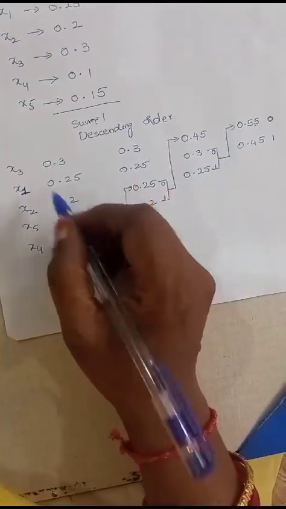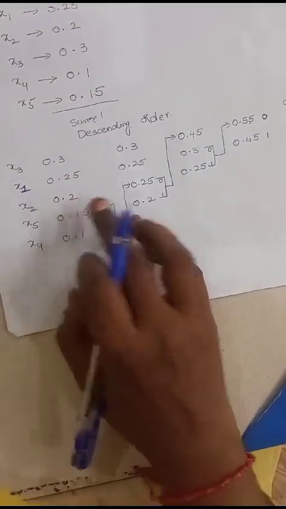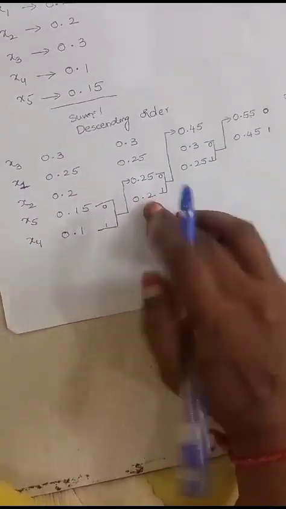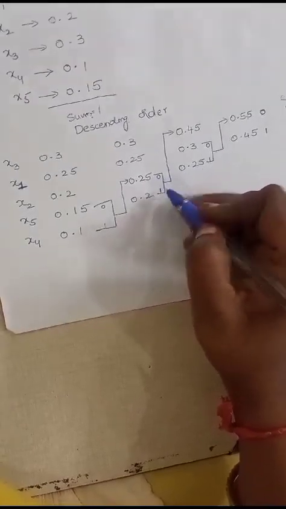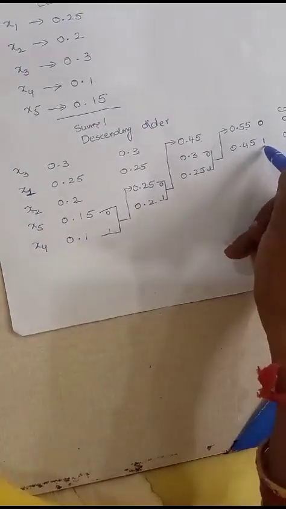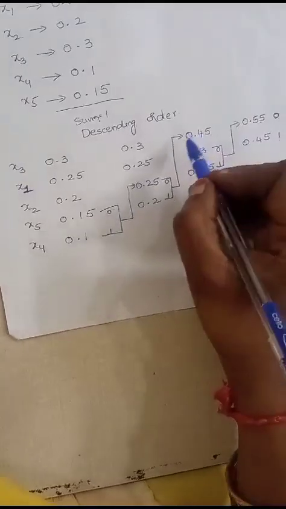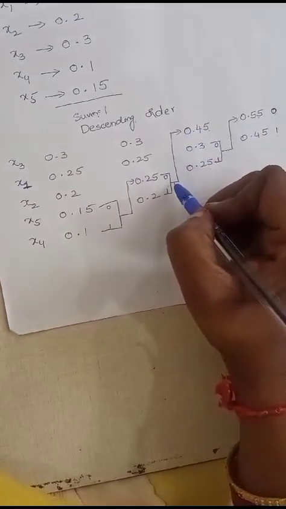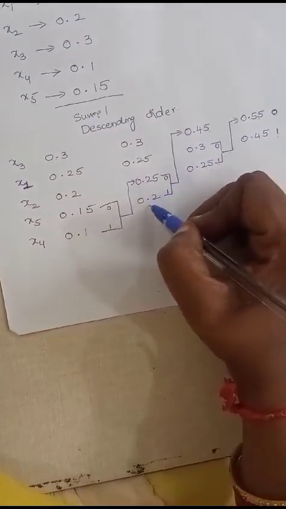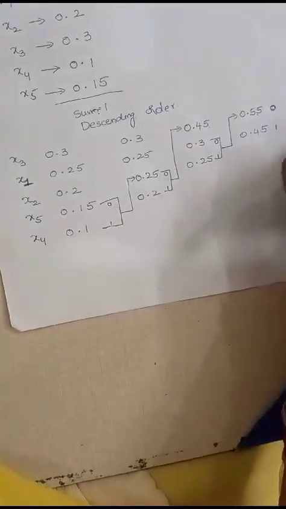Next, if you take 0.2, this 0.2 remains 0.2 till here, but here these two have contributed to 0.45, where the code for 0.45 is 1. So this 1 we give first, then due to 0.2, this 1 is the second bit of this code.